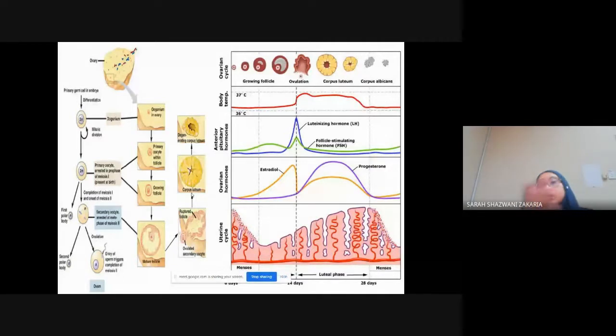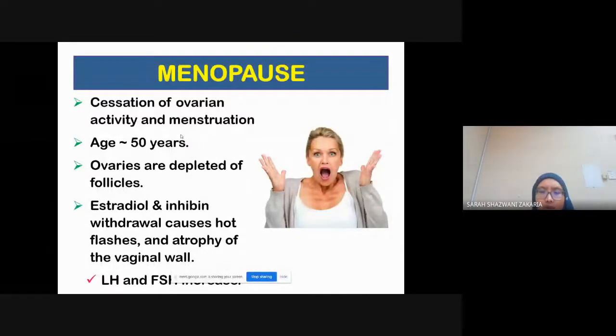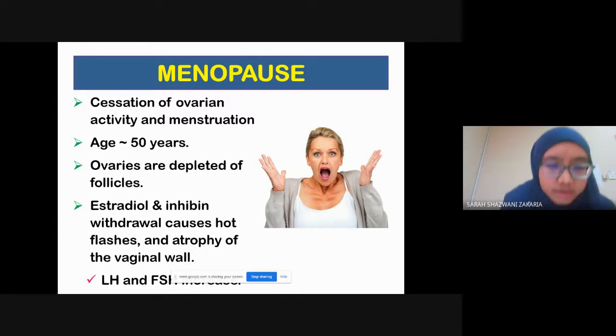Okay, then the last part of this ovarian cycle, we talk about menopause, and then on animal estrous cycle. Okay, menopause, this is the definition. The first one, cessation of ovarian activity and menstruation. Cessation meaning stop. Okay, like an event of stop of ovarian activity or slow down. I think stop. The end of ovarian activity and menstruation. The age here is around 50 years old or even a bit earlier.